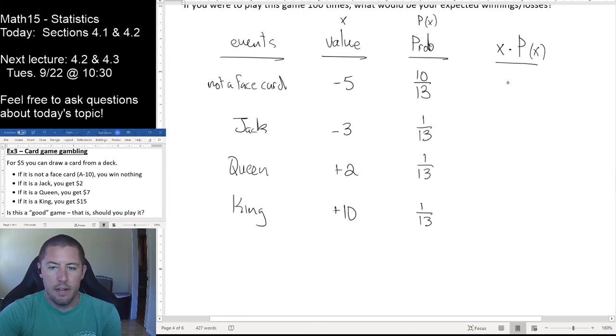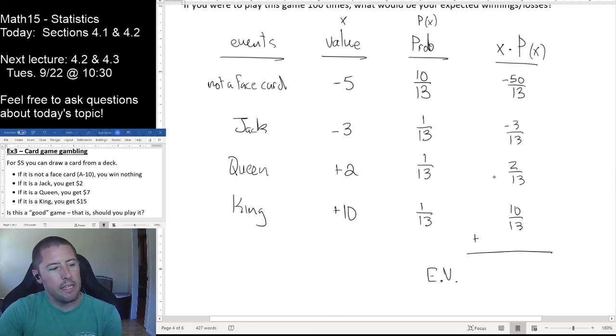Negative 5 times 10 over 13 is going to be a negative 50 over 13. Negative 3 times 1 over 13 is a negative 3 over 13. Positive 2 times 1/13 is 2 over 13. And positive 10 times 1/13 is 10/13. What I can now do is just add up all of my x times p of x to get my expected value here. So if I add all these up, it looks like this is pretty devastating for us. I'm seeing negative 50, negative 3 is negative 53. A positive 2 makes it negative 51. A positive 10 makes it negative 41.